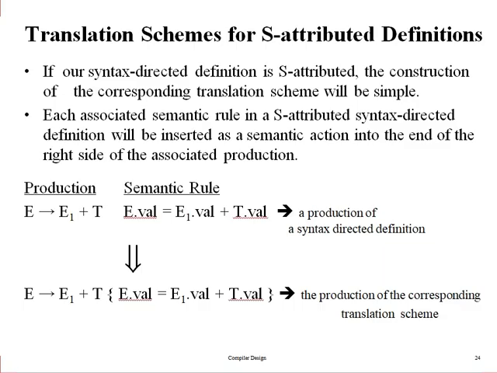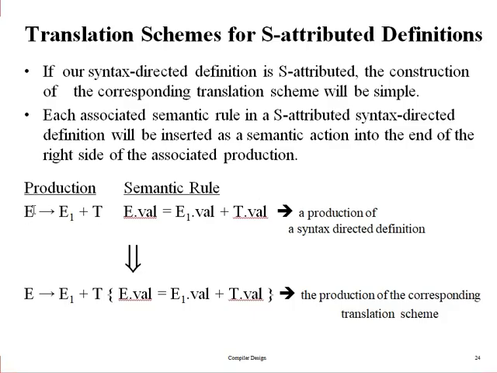So for example, if we have the production rules of a given grammar, it is simple to convert syntax directed definitions of S attributed type into translation scheme by simply putting the semantic rule at the end of the production rule.